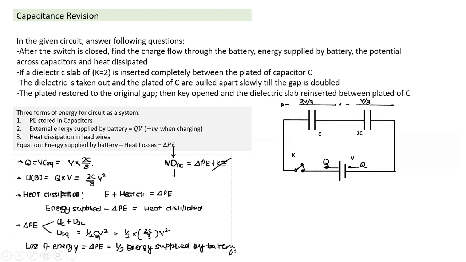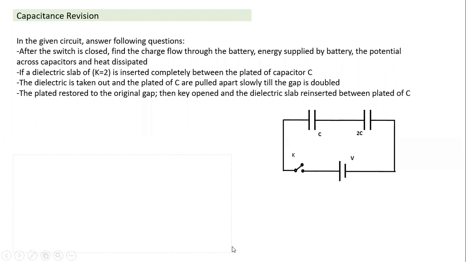Now let's do the second part here. What does second part mean? I hope we have understood the first part. So loss of energy or heat dissipation is energy supplied by the battery minus the increase in potential energy. And this equation we can make use of in several cases where such things are involved.